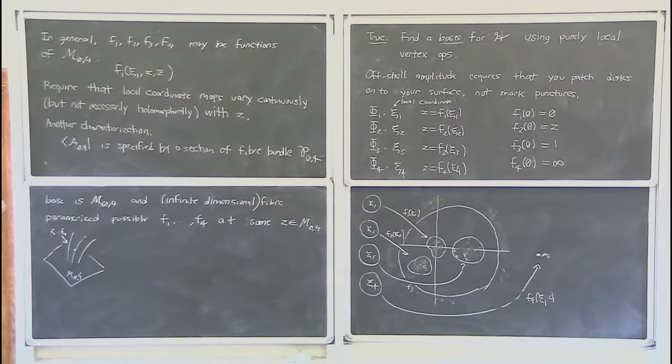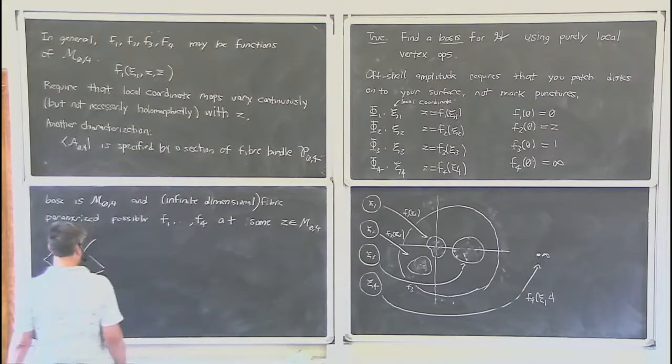So F1 of 0 will just be 0, independent of Z and Z bar. F3 of 0 will be 1, independent of Z and Z bar. F4 of 0 will be infinity, independent of Z and Z bar. But still, there's more data in this local coordinate map than just where it maps the puncture, and this extra data can still depend on Z and Z bar or on the moduli. One of the constraints is that F1 of 0 is equal to 0. Do we have also other constraints? Yes, so I'm getting to this.